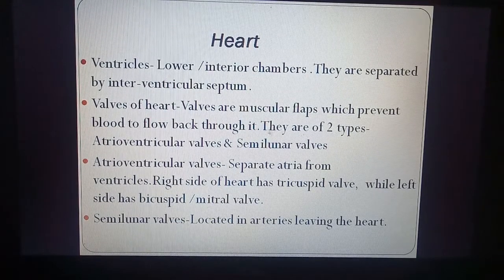So the right and left ventricles are separated by a partition. Now valves, so we saw that they are of 2 types, atrioventricular and semilunar. Atrioventricular valves separate the atria from the ventricles. The right side had the tricuspid valve and the left side had the bicuspid or mitral valve. This we just saw in the figure. The semilunar valve is located in the arteries leaving the heart. So let us remember which arteries left the heart. Yes, the first was the aorta and the second was the pulmonary artery.